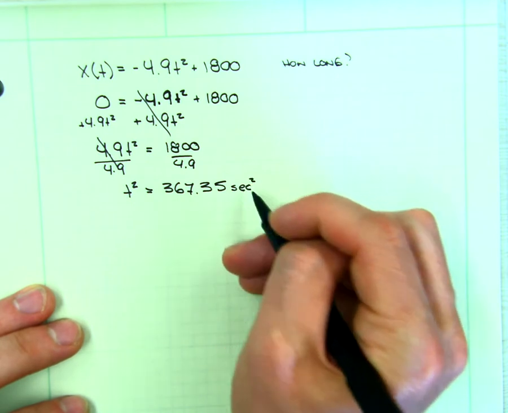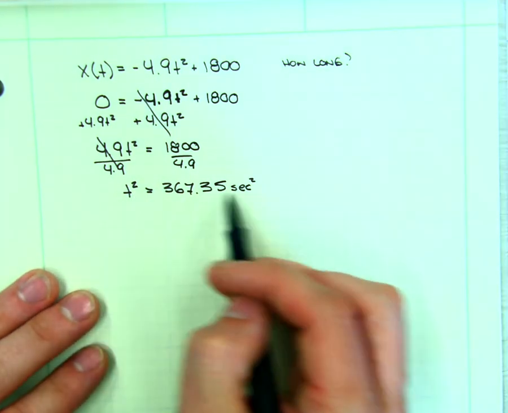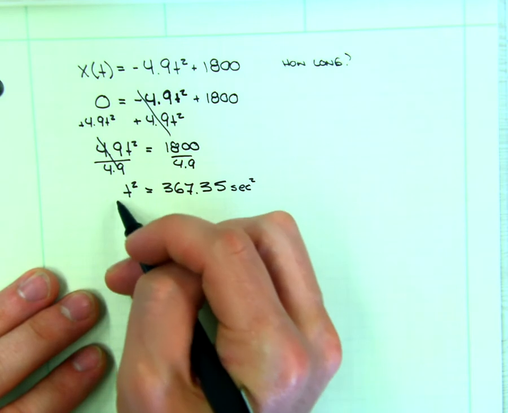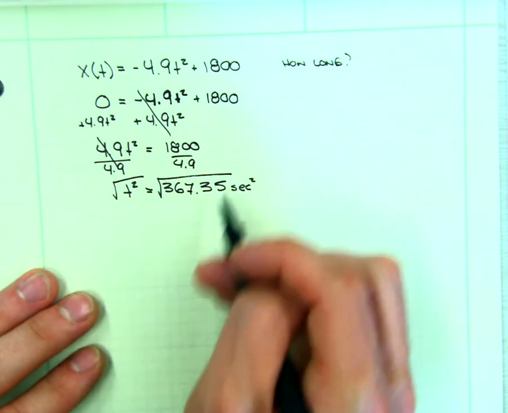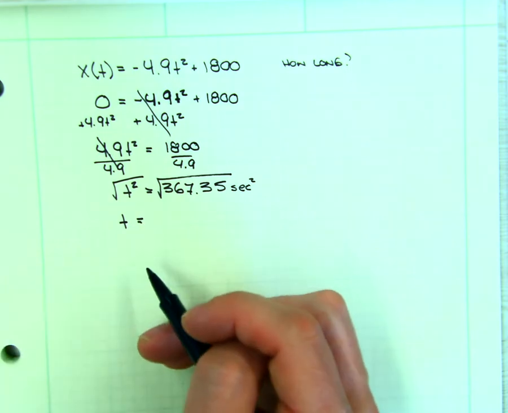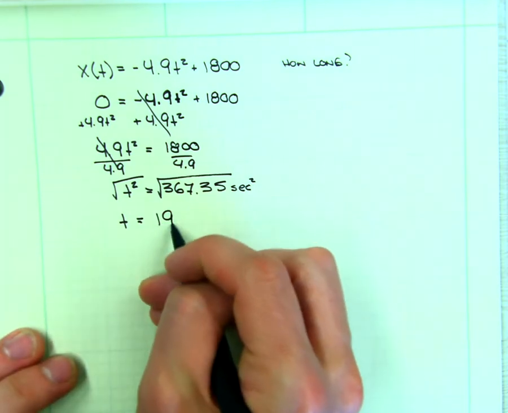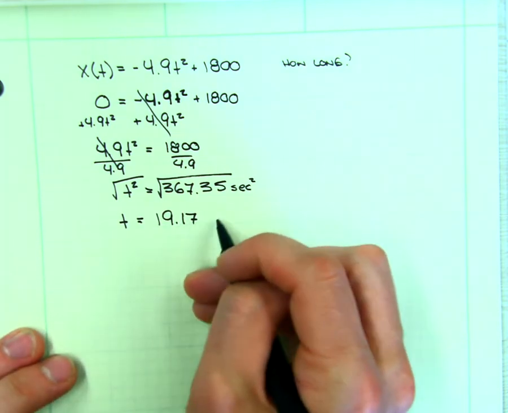Now, this isn't my total answer. It's not going to take 367 seconds for it to hit the bottom, but t squared is 367. So in order to find the answer, I need to continue on with my algebra. I need to take the square root of both sides. And so then I just get t is going to be equal to the square root of this, which is 19.17 seconds.